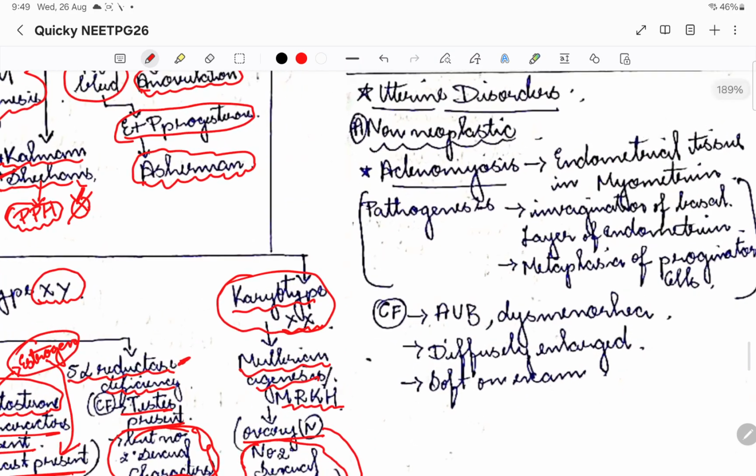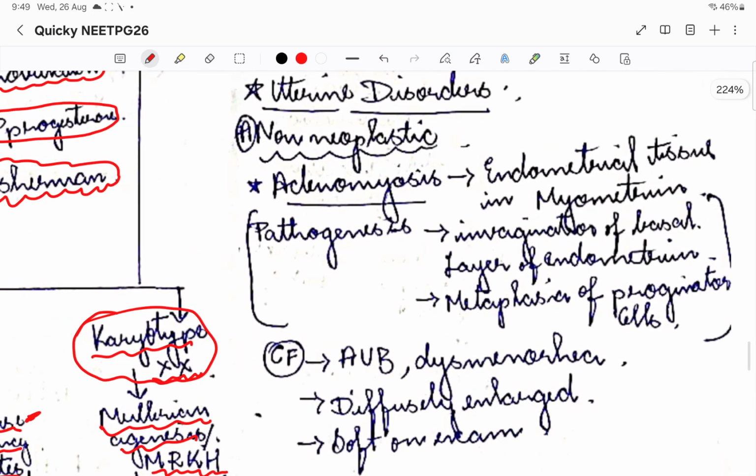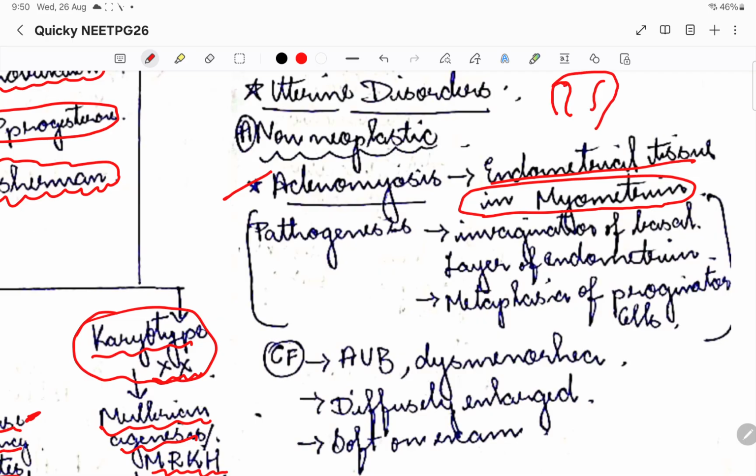Now coming to uterine disorders. Now that we've covered AUB, we'll be discussing uterine disorders. First will be non-neoplastic disorders. The first one is adenomyosis. Basically, endometrial tissue in the myometrium is called adenomyosis. Endometrial tissue was supposed to be in the endometrium of the uterus, but if it is in the myometrium, it is called adenomyosis.